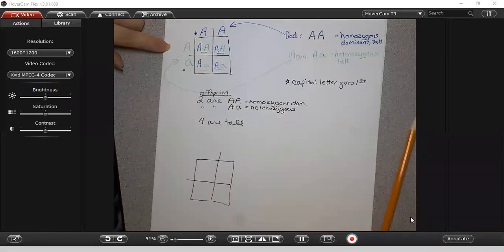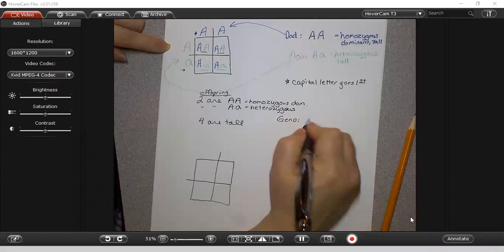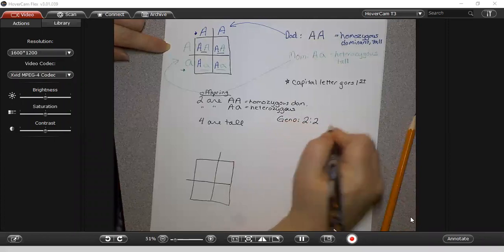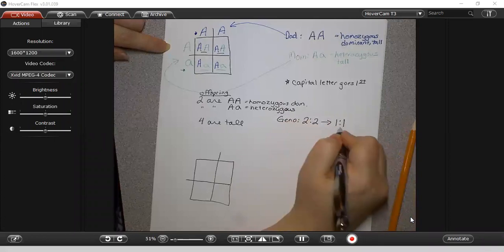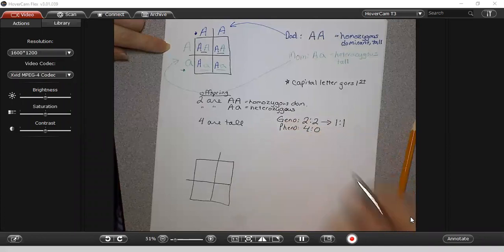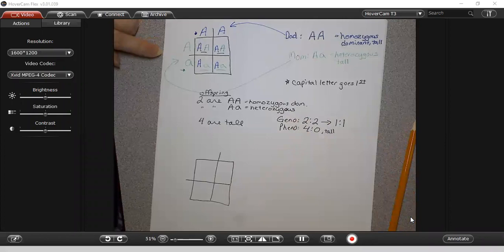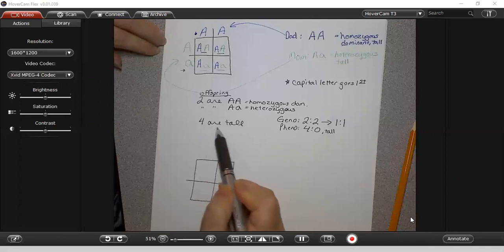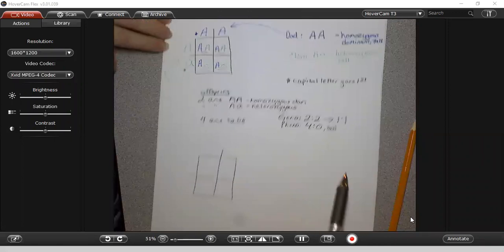So how you would write this then is your genotypic ratio is 2 to 2. You have to reduce it, so it is actually 1 to 1. Your phenotypic ratio is 4 to 0. For phenotype, we're actually going to write tall with it, 4 to 0 tall, because they are all appearing tall. So phenotype is what you're able to observe. Genotype is what's actually there at the cellular level. It's your letter combination.